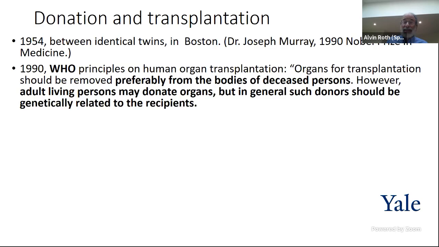Since then, there have been a lot of medical advances that let non-identical twins give and get transplants. So in 1990, the World Health Organization wrote that organs for transplantation should be removed preferably from deceased persons. However, adult living persons may donate organs, but in general, such donors should be genetically related. And that was because of two reasons. One was immunological. They hoped the kidney would be a little bit familiar to your immune system. But also there were a lot of social concerns about donors who were not related to you and whether it was ethical to have unrelated donors give kidneys.